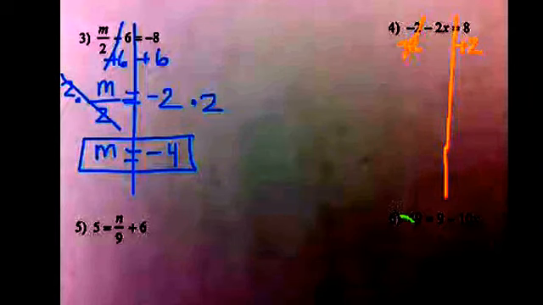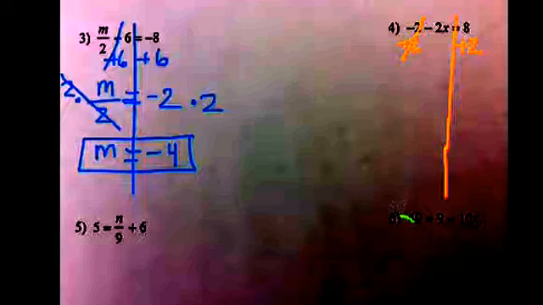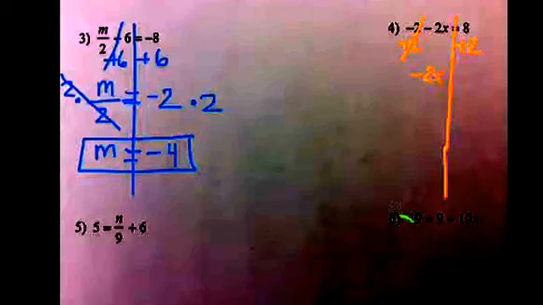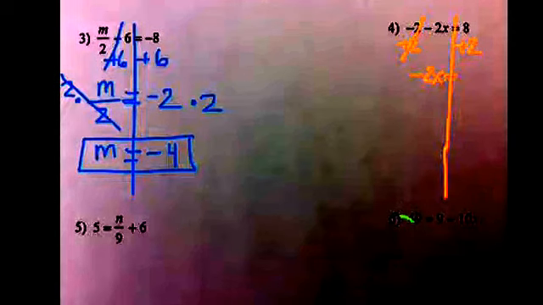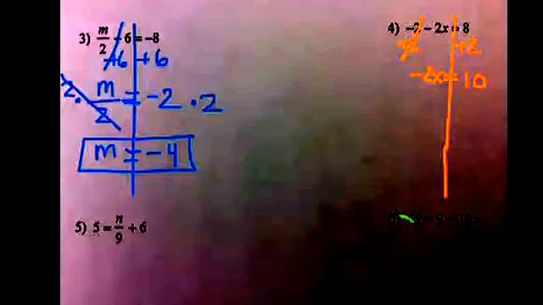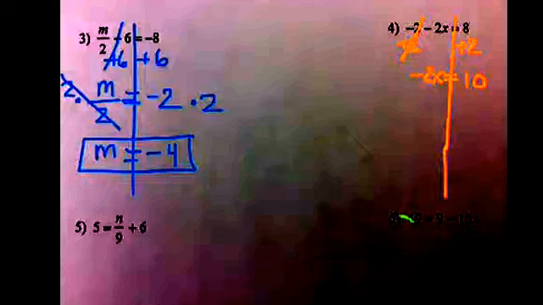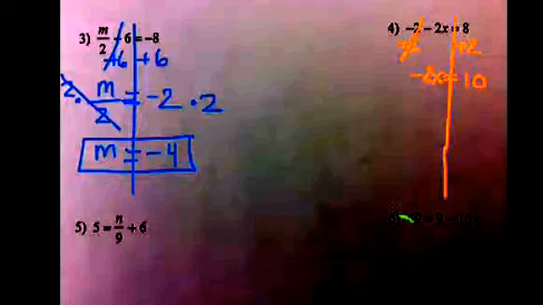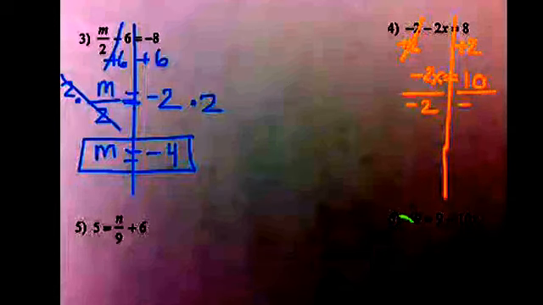My negative 2 and my positive 2 cancel out, and I'm left with negative 2x equals 8 plus 2, which is 10. I have a negative 2 in front of the x. That's my coefficient. That's what's being multiplied by x. So to undo multiplication, I'm going to divide by negative 2 on both sides to keep it balanced.